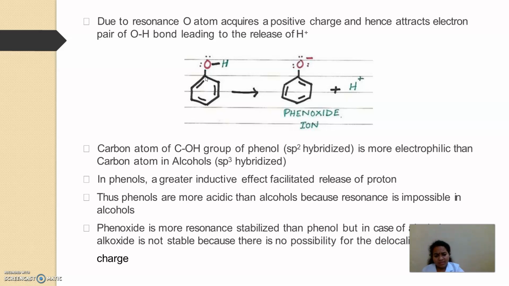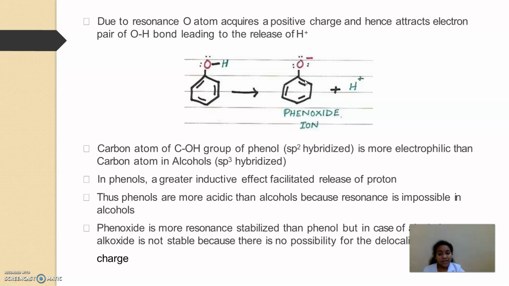there is no resonance structure in the alcohol, because it is not possible to delocalize the charge. If you check the benzene ring, there are different double bonds, so delocalization of charge will occur here. But in the case of alcohols, there is no delocalization of charge. Because this phenoxide is highly stable, it has a stable structure. But in the case of alkoxide, it is highly unstable. So there is no possibility of delocalization of charge.